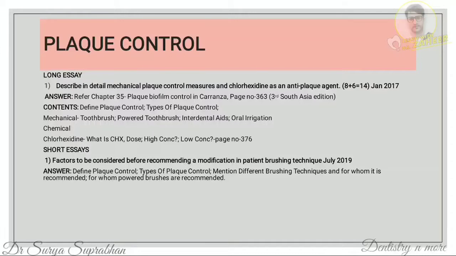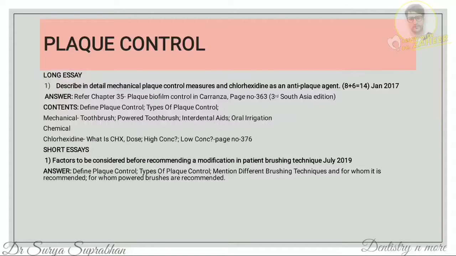For mechanical, like toothbrush, power toothbrush, interdental aids or ligation, whereas for chemical you have to write the different types of mouth rinses. And then coming to the second part of the question, that is chlorhexidine as an anti-plaque agent. For that, you have to first write what is chlorhexidine.